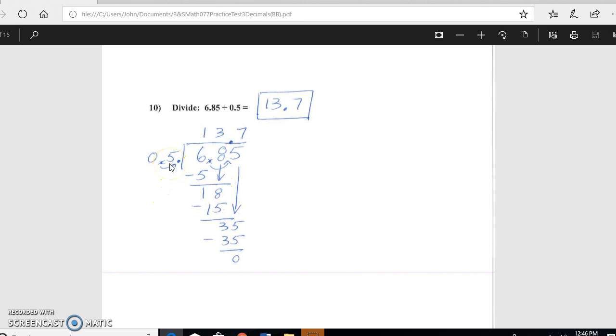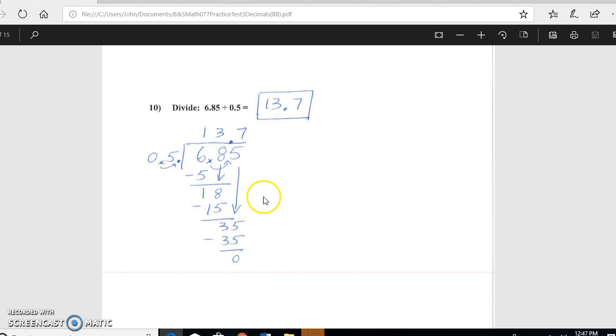I ask how many times does 5 fit into the 18, and the answer is 3 times. So 3 times 5 gives me 15. When I subtract, I have 3. And then I pull down the next digit to the right, the last digit, the 5, and I ask how many times does the 5 fit into 35, and the answer is 7. And 7 times the 5 is 35. I have a remainder of 0.